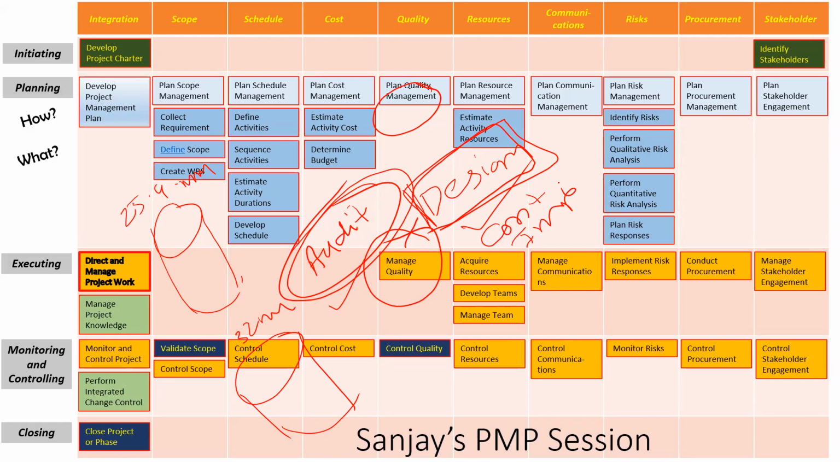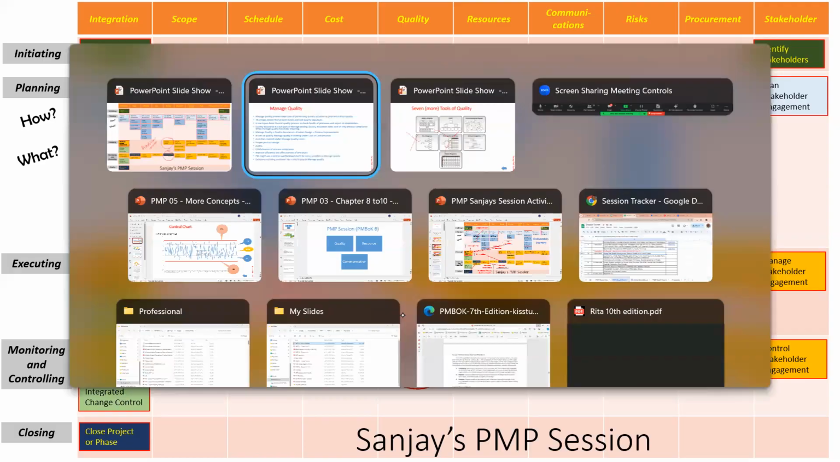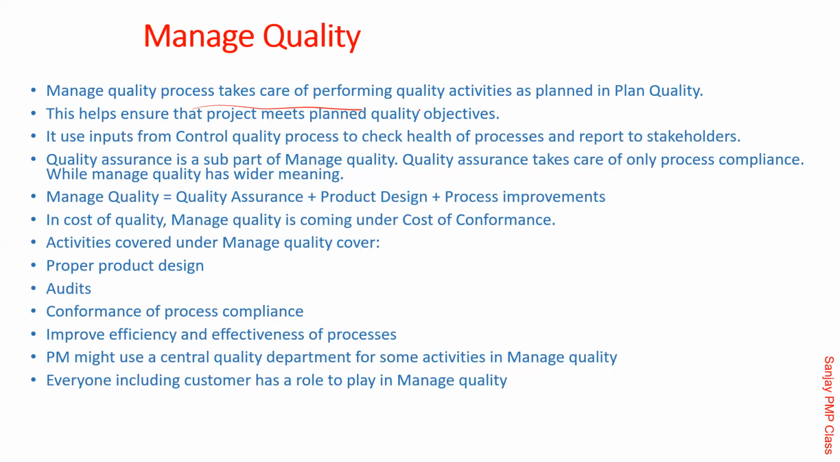So don't relate manage quality to what auditors do for you. It is beyond it. They are a little more powerful than the auditors you typically think of. That's manage quality. And control quality, as I told you, is checking the product by your own team. So now let us go into manage quality. Performing quality activities as planned in plan quality will help you ensure that the project meets the quality objectives. Quality assurance is a sub part of manage quality.